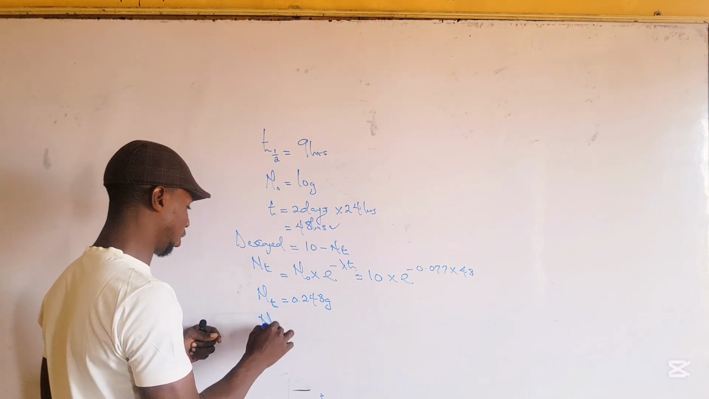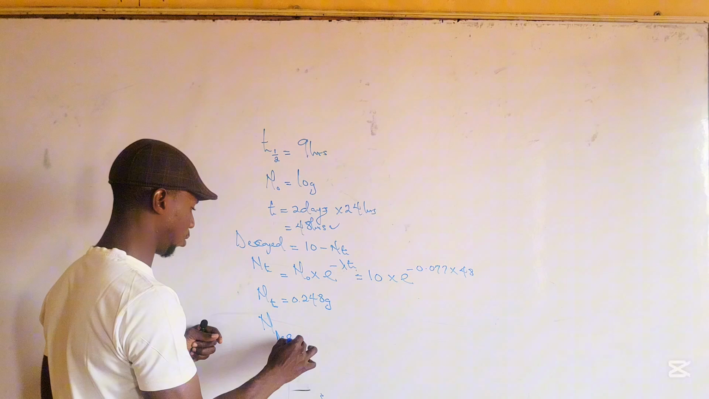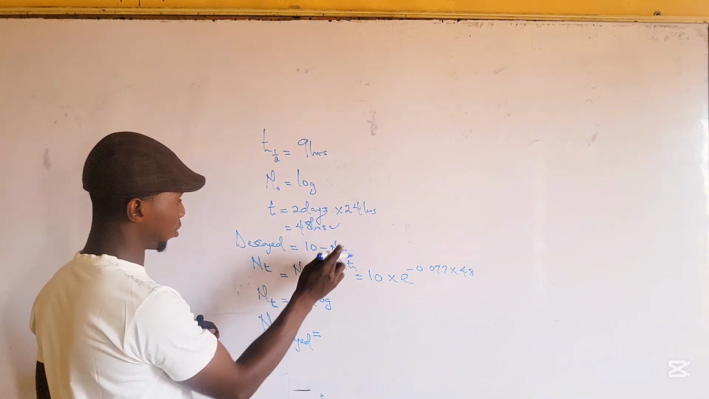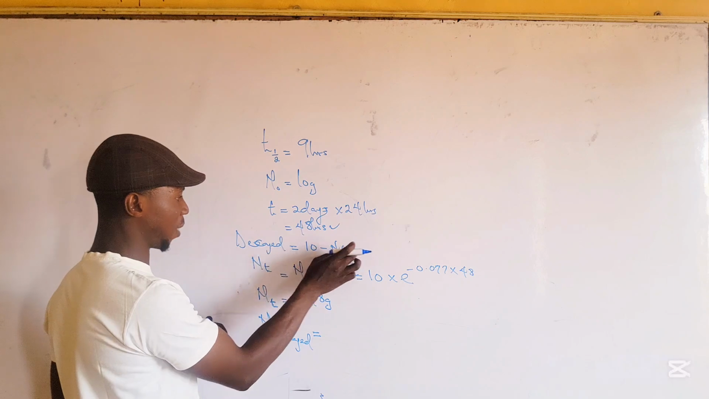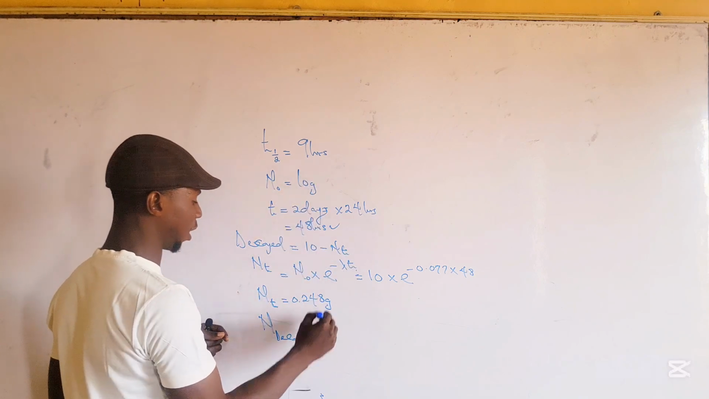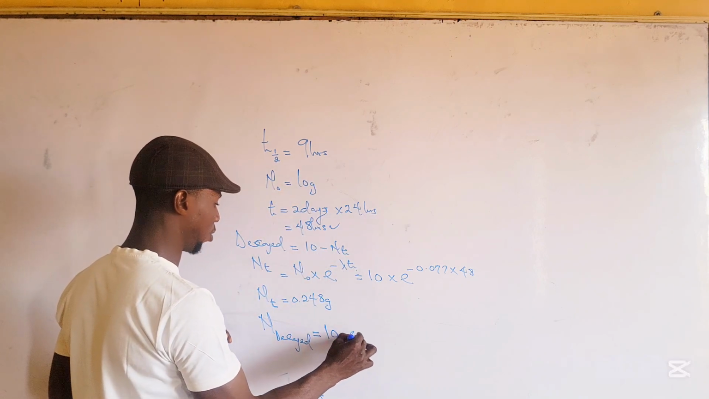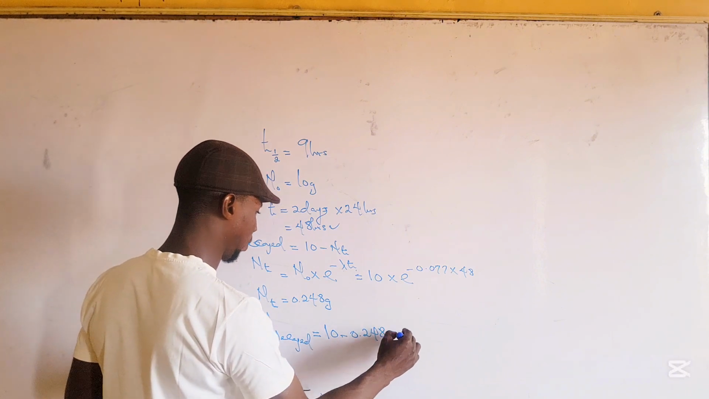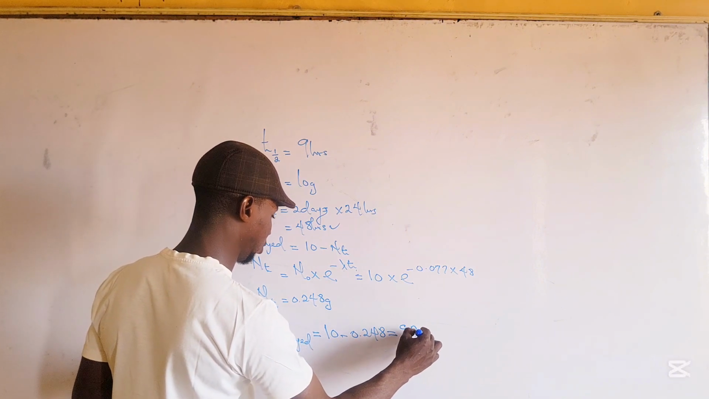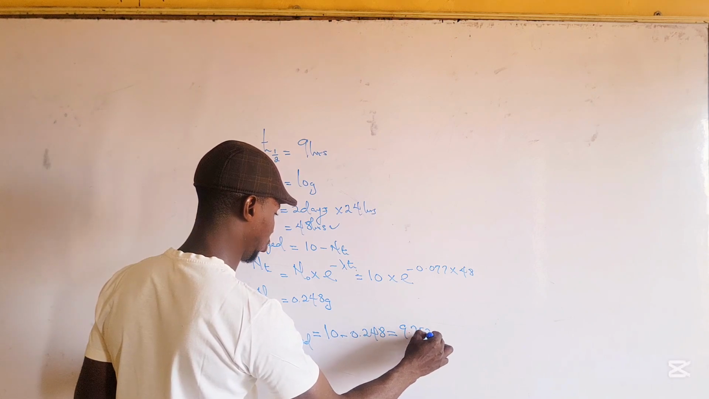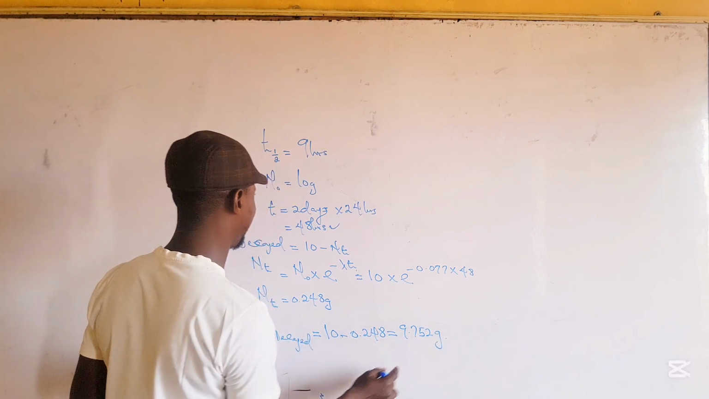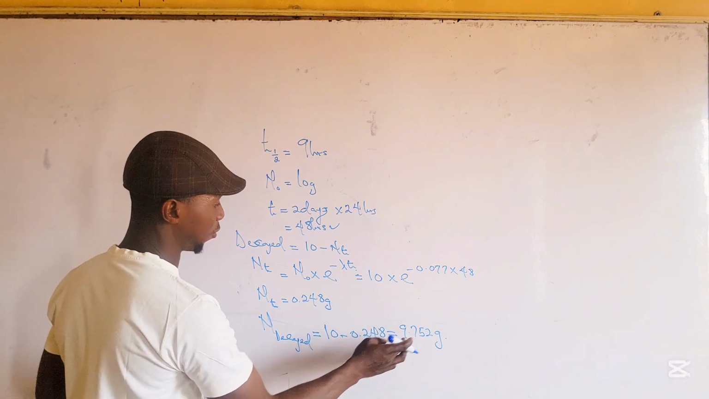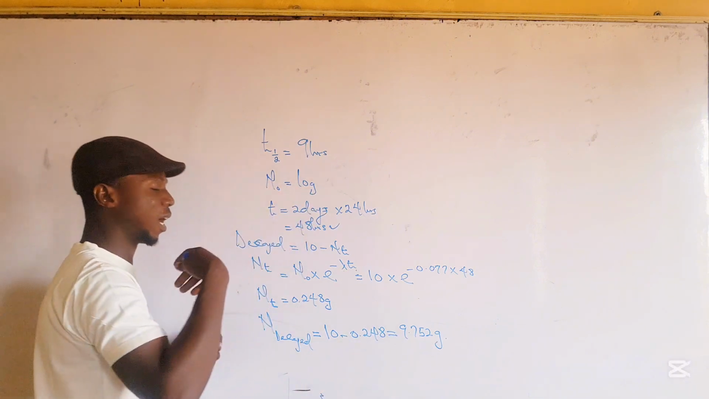So the amount decayed will be equals to, like I said, 10 minus N_t, or let's say N naught minus N_t, but we have our N naught to be 10. So it is 10 minus 0.248, which is equals to 9.752 grams. So after 48 hours, 9.752 gram of the 10 gram has decayed.